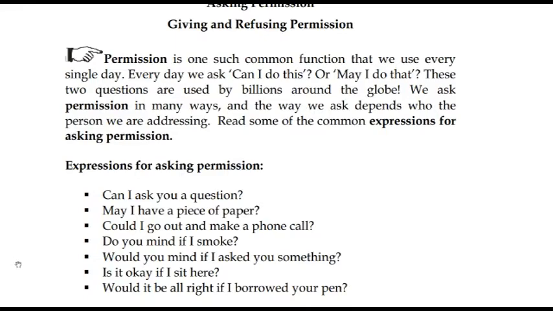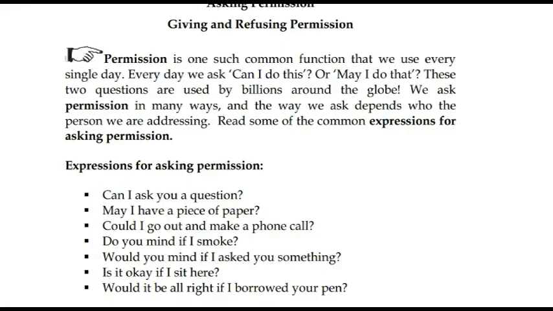The first expression is, can I ask you a question? Now this is the modal verb can that we have already learned in the section of the modal verbs. May I have a piece of paper? Again, this is a modal verb that we have learned. Could I go out and make a phone call? Again, a modal verb. It is the past form of can.